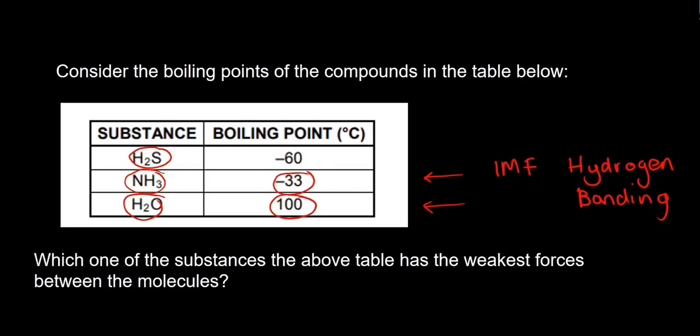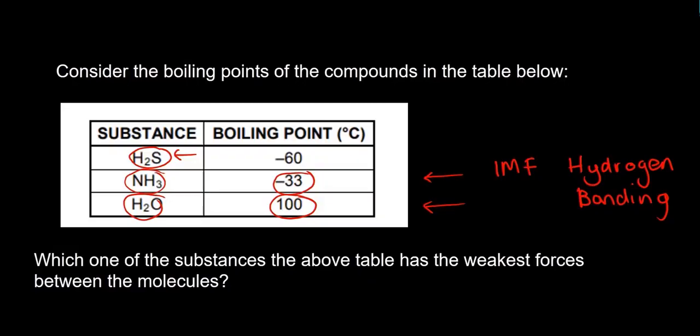Hydrogen sulfide, this very first one, sulfur is not one of the most electronegative elements that we have. So there won't be any hydrogen bonding between those molecules. It says here, which one of the substances in the above table has the weakest forces between its molecules? Now, we've already spoken about that.